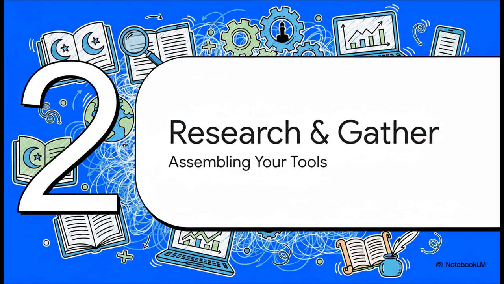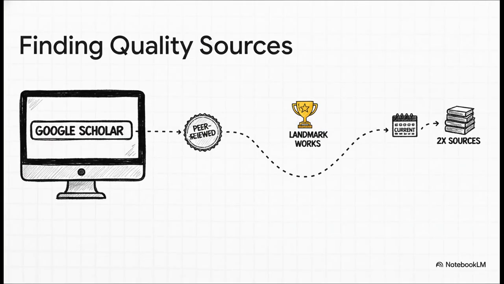Okay, mission accepted. Now it's time to gather your gear. And in this case, your gear is high-quality, top-notch academic research. So, where do you find these golden sources? Google Scholar is your best friend here. You're hunting for two kinds of articles. First, what we call seminal or landmark works. These are the big foundational papers that get cited all the time. You can't ignore them. But you also need the new stuff, the current articles that show what's happening in the field right now. And here's a pro tip for you. Don't just stop at 12. Try to find 20, maybe even 25 sources at first. That way, you can pick the absolute best of the best for your final paper.